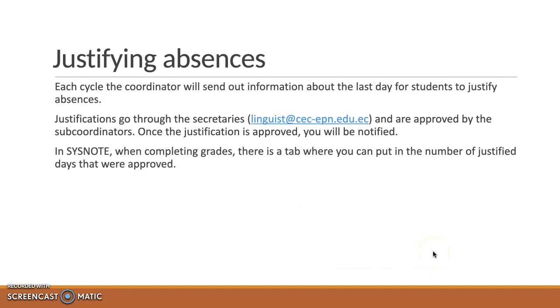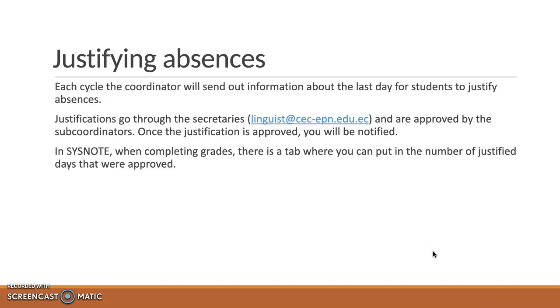So as I was mentioning before, if the students are absent more than 20% of the time, they do have to justify their absences. The last date to justify absences will be sent towards the second half of the cycle. Your coordinator or sub-coordinator will send you the information about the date that will be used for the last day for students to justify absences. What this means is that students will have until that day to justify their absences. Justifications go through the secretaries.